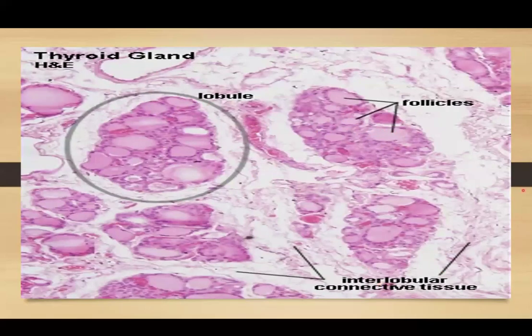And then within the connective tissue, we also have arteries and other blood vessels. I think this is a blood vessel right here because you can see the red, which is the red blood cells, but I'm not sure on that. So don't quote me on that. But other than that, this is the lobule, follicles within it, and then the connective tissue, which separates them.